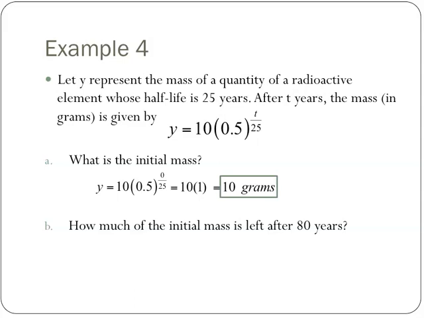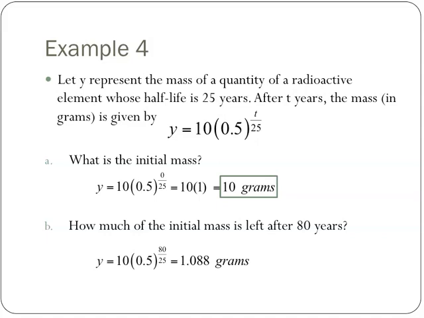Part B, how much of the initial mass is left after 80 years? Well, we're working with 80 years, so after 80 years have passed, so t equals 80. So if we plug in 80 for t, and again, you want to make sure that you are raising 0.5 to the 80 over 25 first before you multiply by 10. So don't do the multiplication first, right? Rules of PEMDAS still apply. Exponents first, then multiplication.